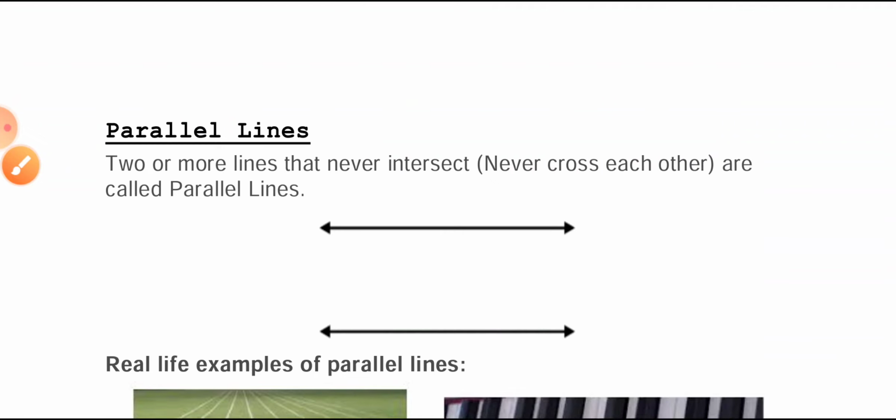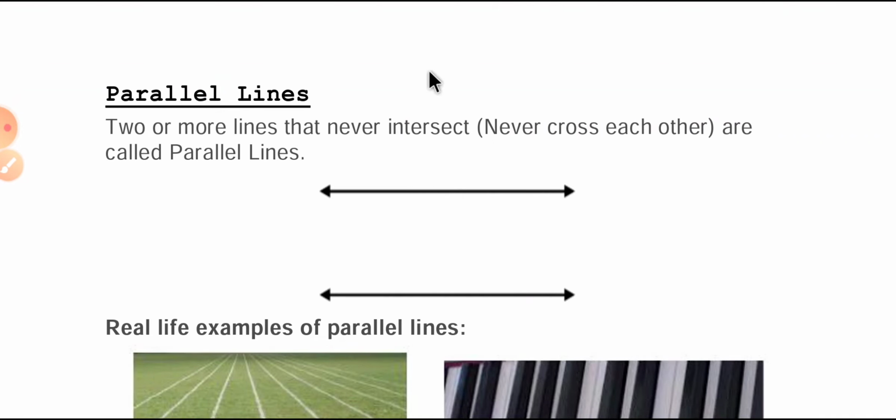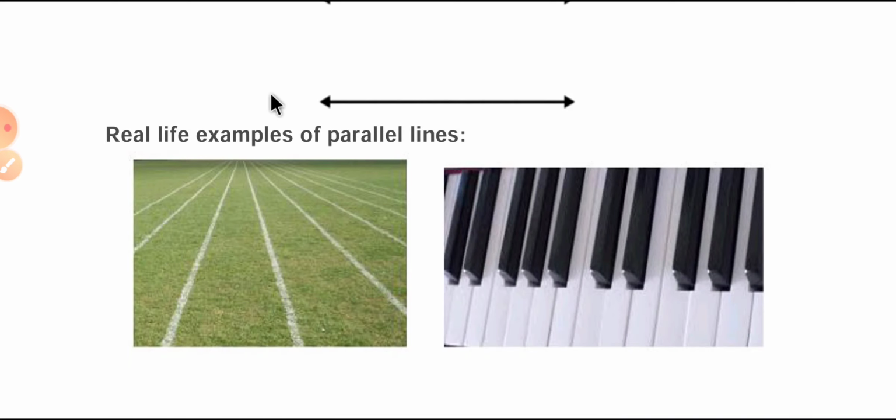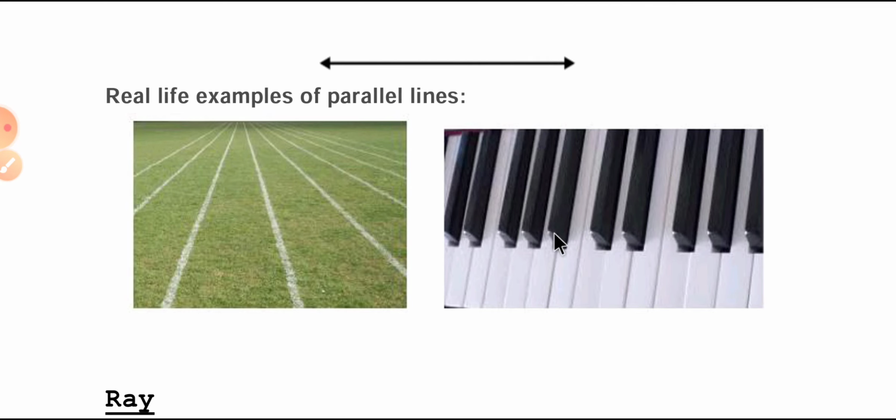The next one is parallel lines. Parallel lines means two or more lines that never intersect or never cross each other. This type you can see that they are not crossing each other. Both do not intersect each other. So this type of lines are known as parallel lines. You can see the example: in a ground when you are doing the race, or you can see the strings of the pianos.